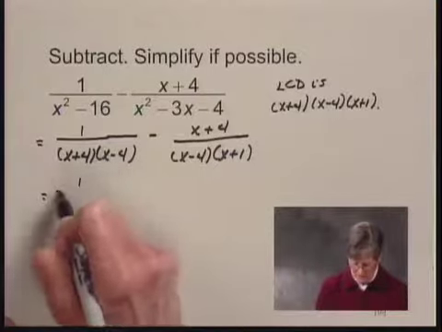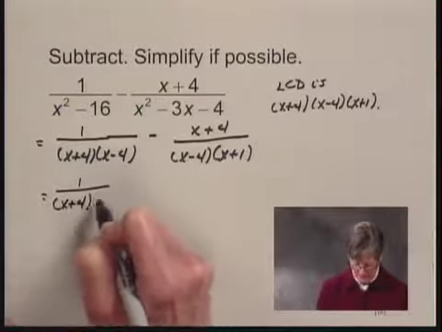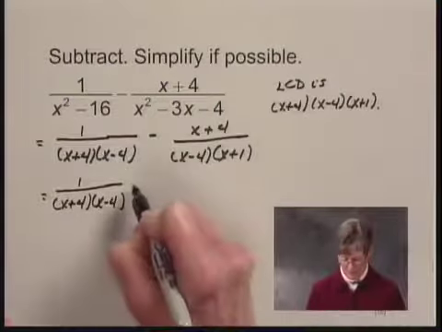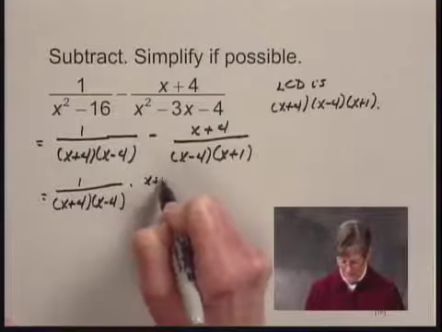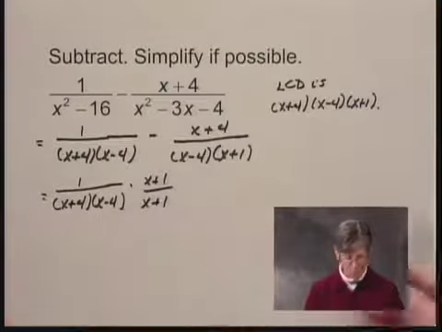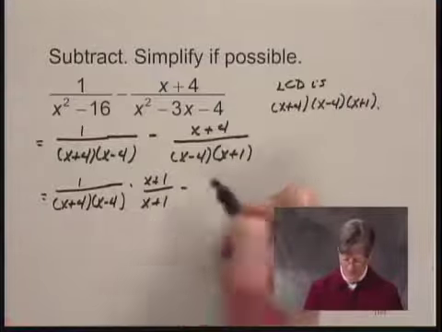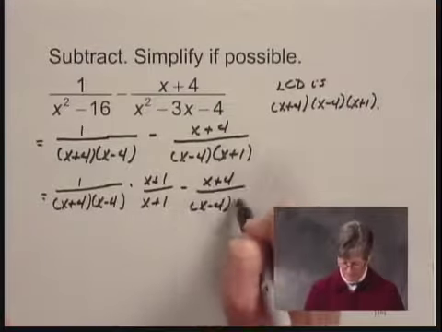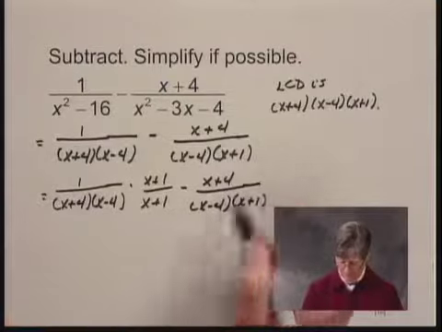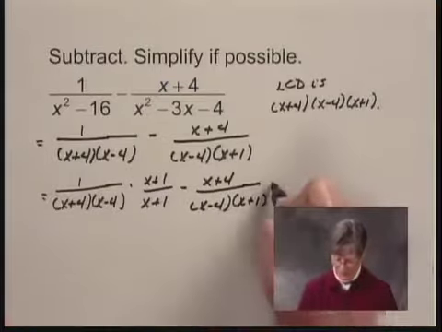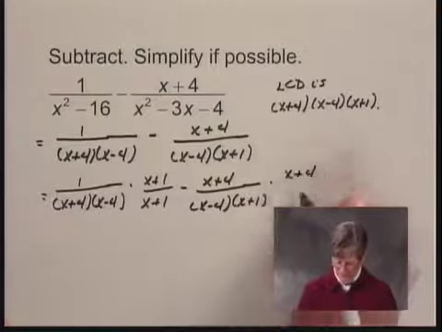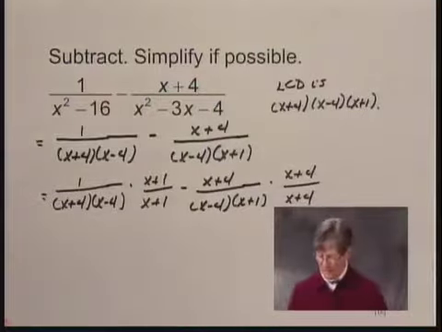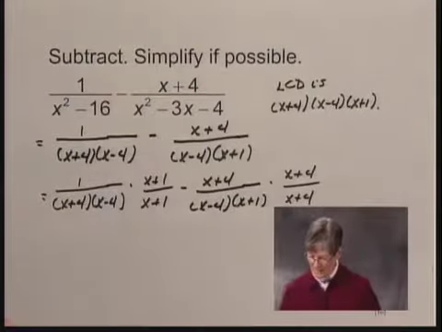So with this first one, 1 over x plus 4 times x minus 4, this denominator lacks the factor of x plus 1. So we'll multiply by x plus 1 over x plus 1. And the second denominator lacks the factor of x plus 4, so we will multiply by x plus 4 over x plus 4. And now let's just go ahead and do those multiplications.